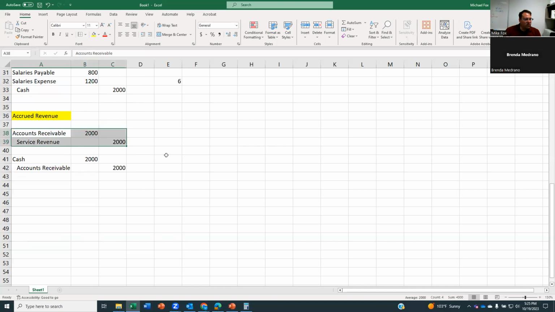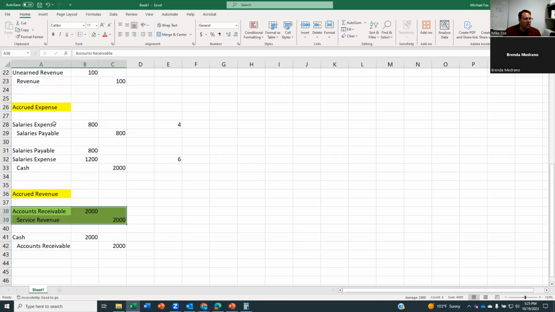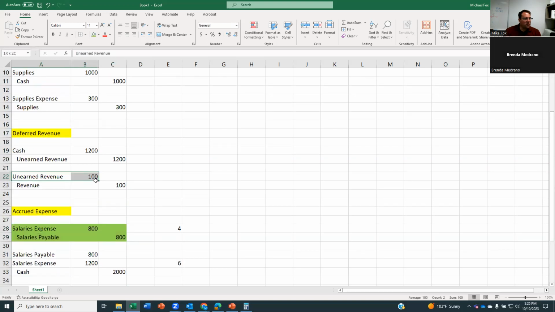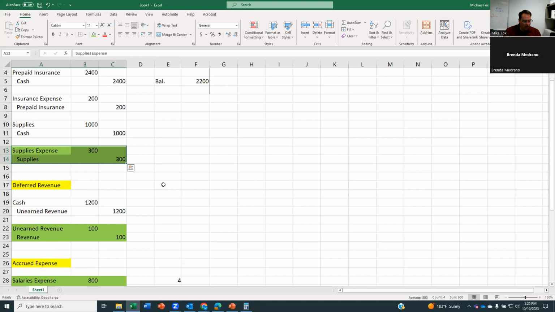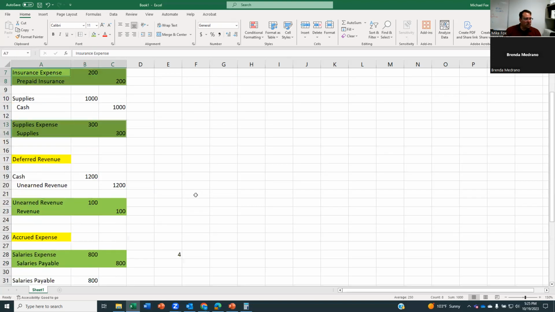So here's our adjusting entry. These adjusting entries always occur at the end of the month. The ones I'm highlighting in green are the adjustments. Whoops, not that one. Sorry. Let me make sure. Oh, no, that was right. Those are our adjusting entries.